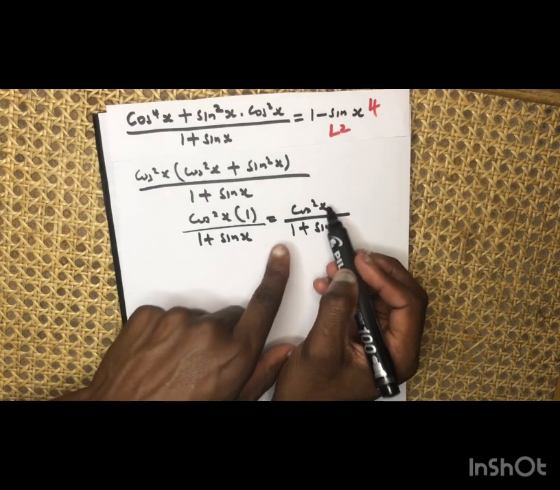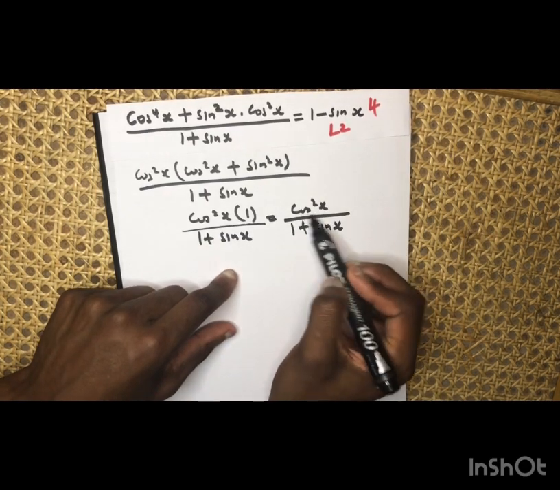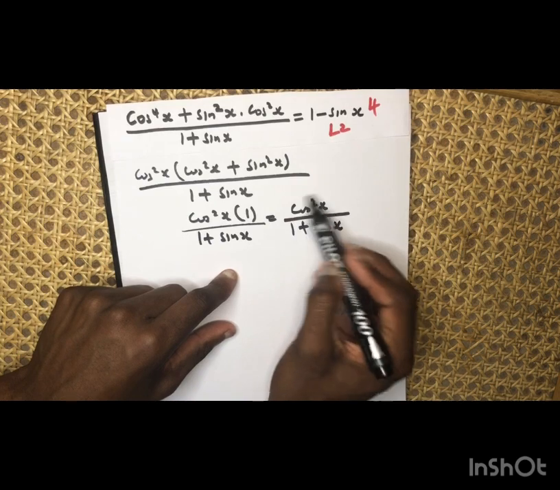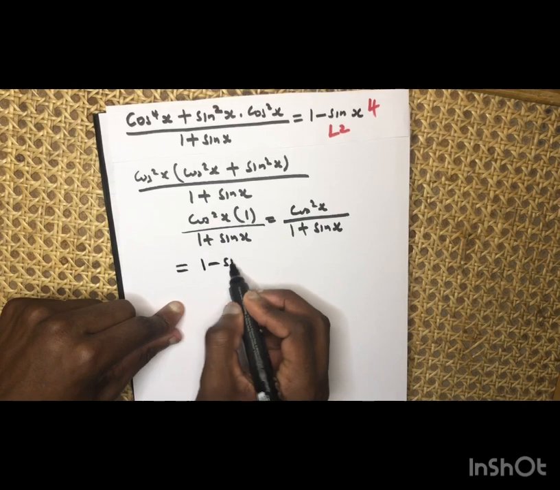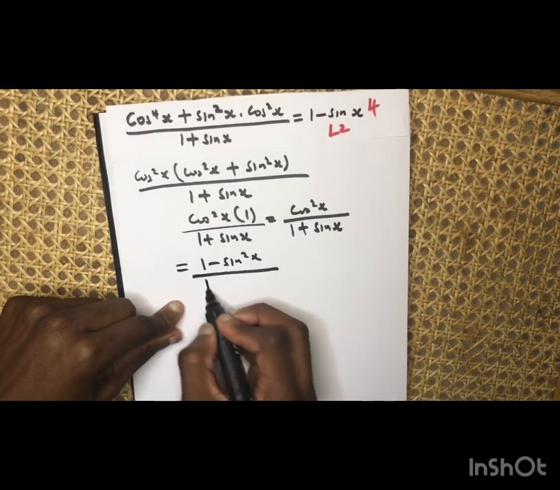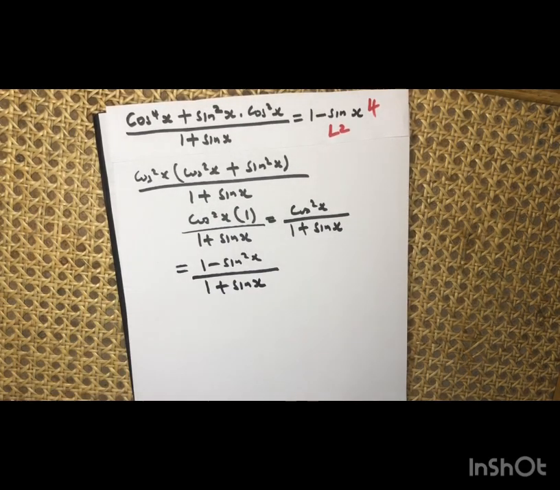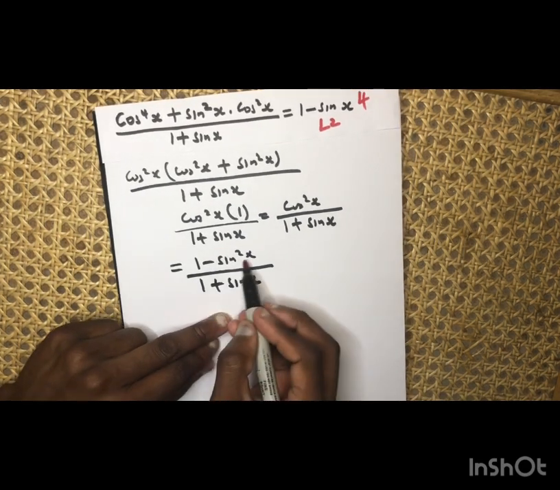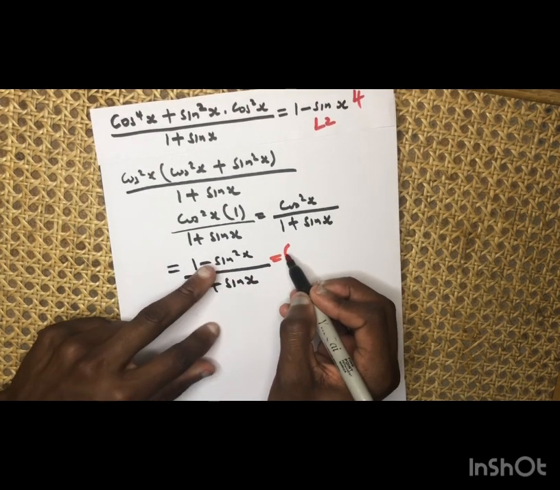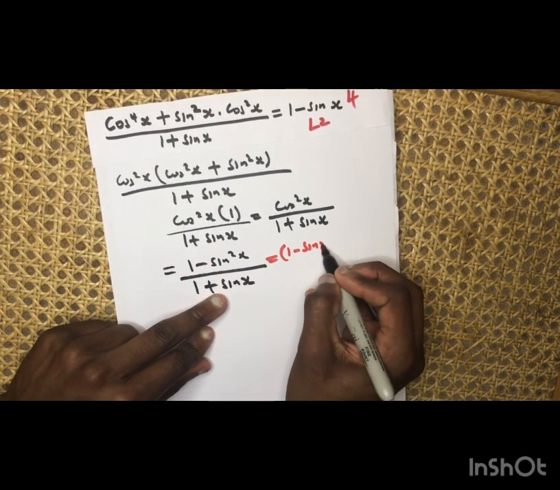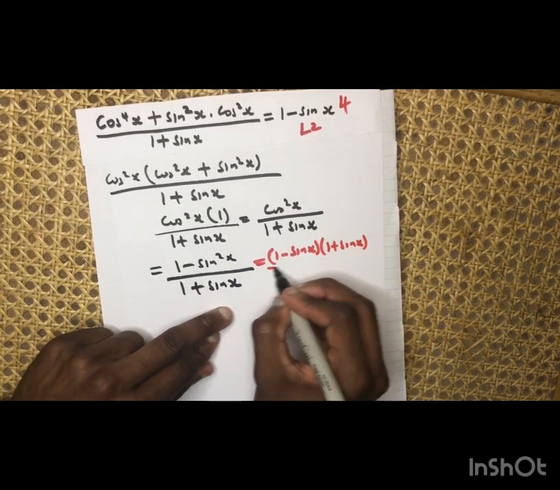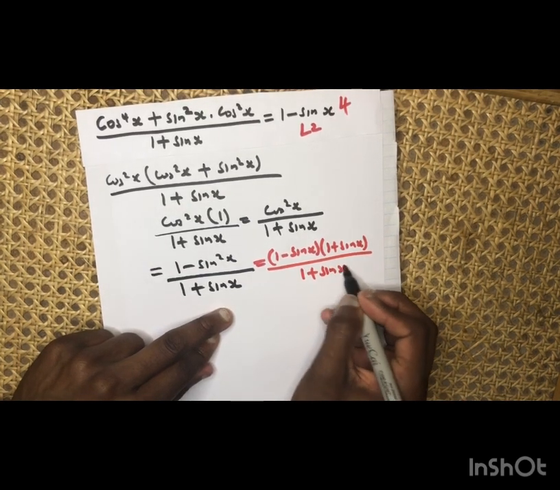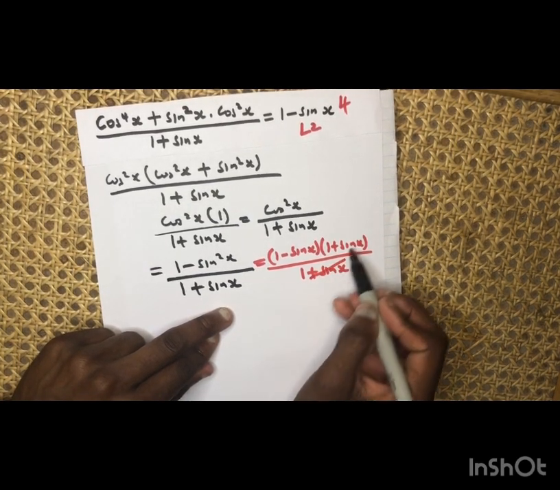So remember, this is your square identity. This is an identity, which can be changed and written as 1 minus sine squared x over 1 plus sine x. Understand? So remember your difference of two squares here, guys, which will change this one to become 1 minus sine x times 1 plus sine x over 1 plus sine x. Can you see now? This one will cancel this one.